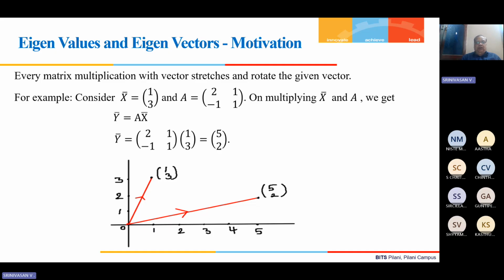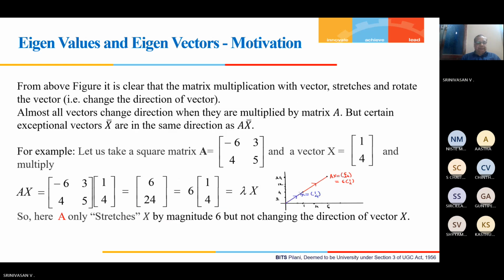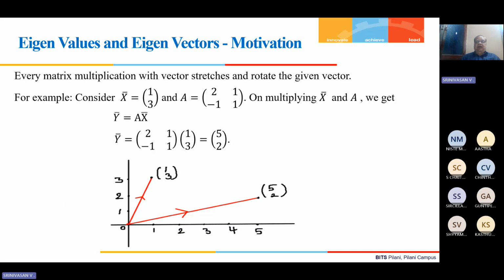This is 2 by 2 and this is 2 by 1. So number of columns of the first matrix is the same as number of rows of the second matrix. Therefore, the product is defined and the resulting matrix will have order 2 by 1. That is 2 into 1 plus 1 into 3, that is 2 plus 3, 5. And minus 1 into 1 plus 1 into 3, 3 minus 1, 2. So you have a column matrix. In other words, it's a column vector actually, isn't it? So what is happening here?